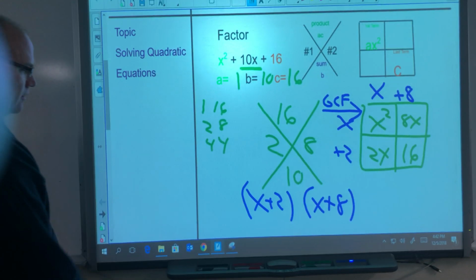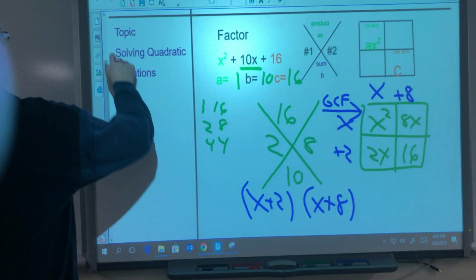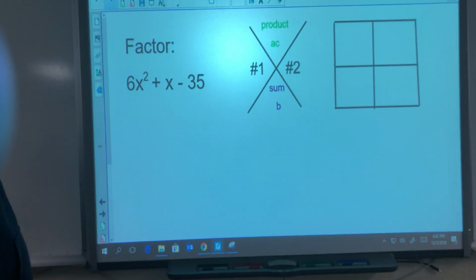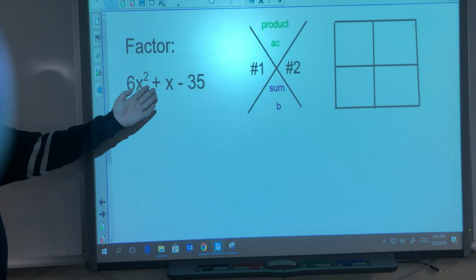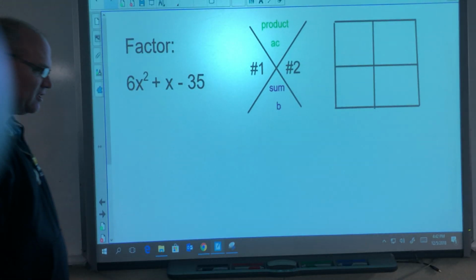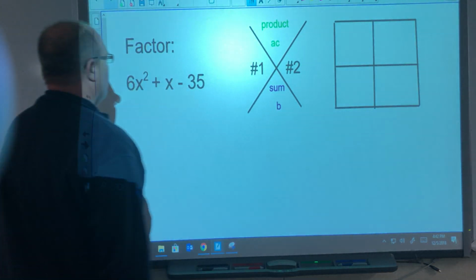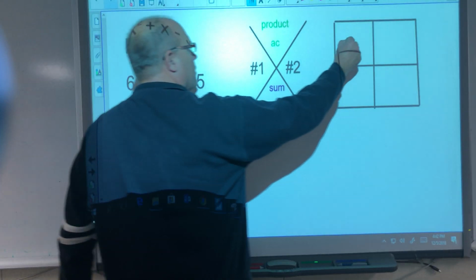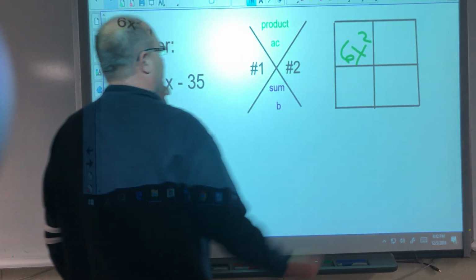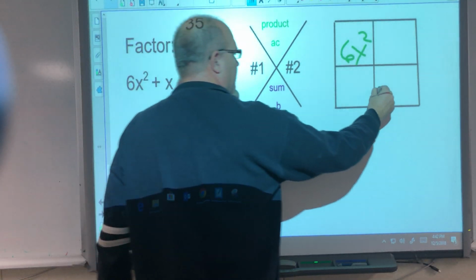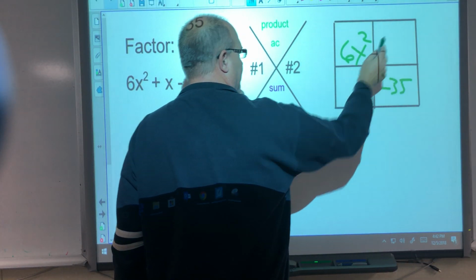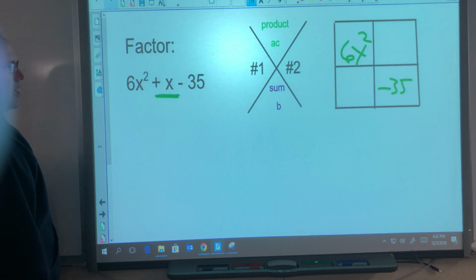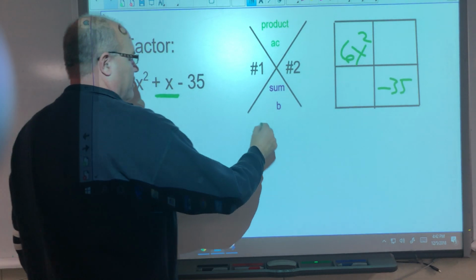All right? Let's look at another example. Let's look at when the a value is not 1. So we have 6x squared plus x minus 35. This looks like a beast. So we set up our generic rectangle. I want to put the 6x squared up here, upper left corner, negative 35, lower right corner, and now I've got to figure out how I'm going to break up the two boxes to give me just 1x. All right. Well, we're going to do our diamond.